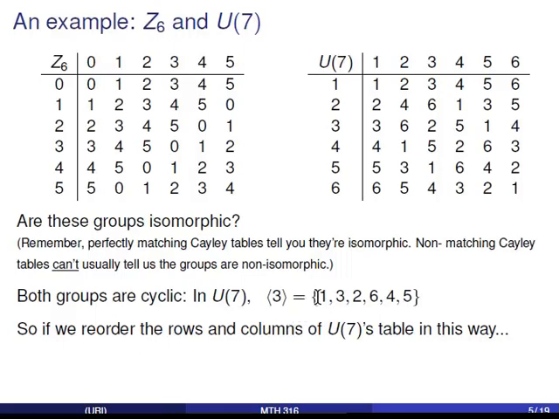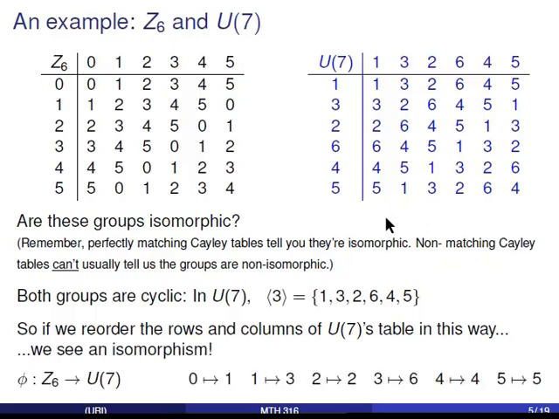Now, if we were to take this order that the elements appear in, and use that order along the rows and the columns of U of 7, I would see something happen in the Cayley table. Let's see what it does. You'll notice that at this point we end up with these diagonal stripes. All right. With that in mind, it seems apparent that Z6 and U of 7 are isomorphic.